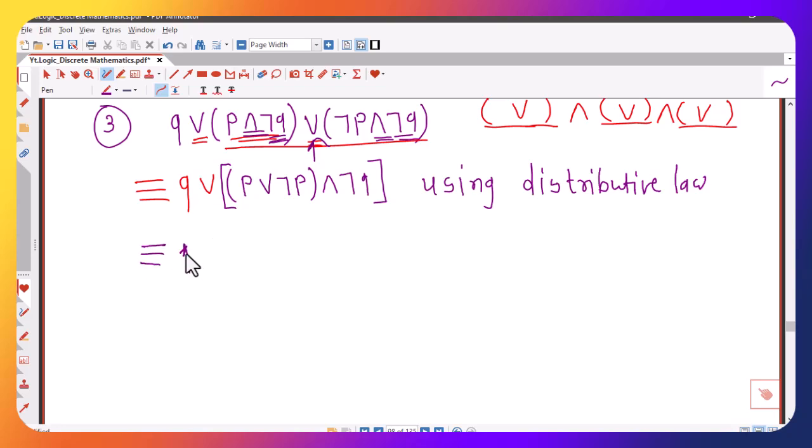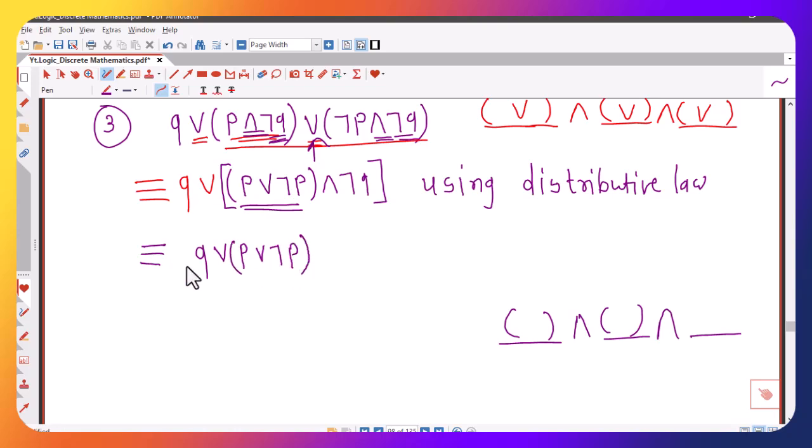Now this I keep as it is, Q or. Now here again I can apply distributive law. I will not write Q as it is. Now I want to express my form in this form, AND operator in between, and here we have elementary sums. So now I can use distributive law. I can write Q or this, that is Q or P or negation P, AND operator Q or negation Q.